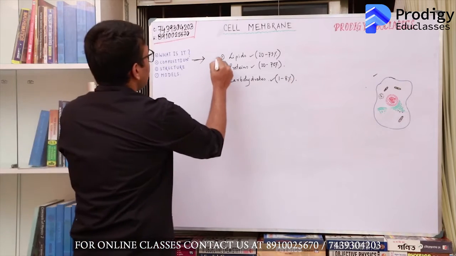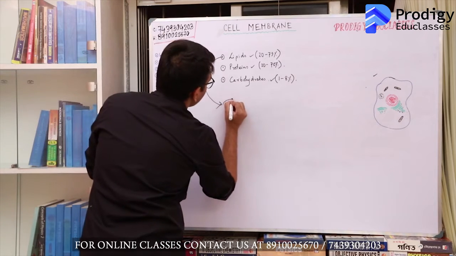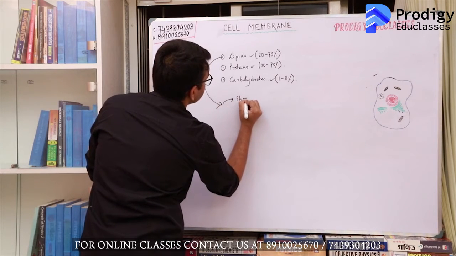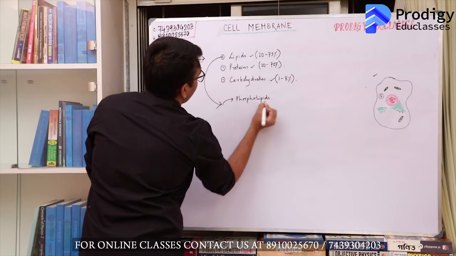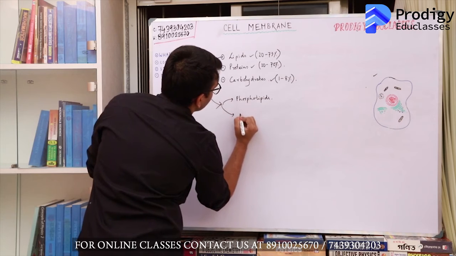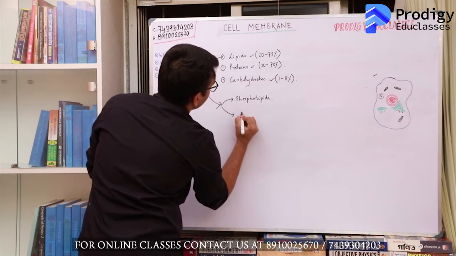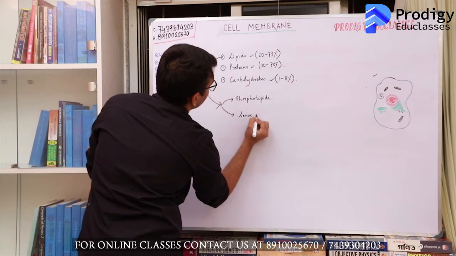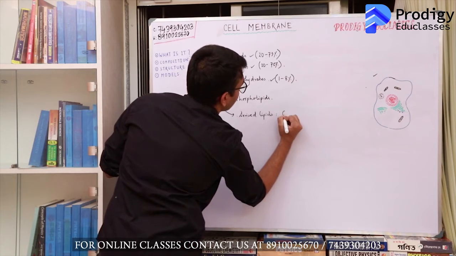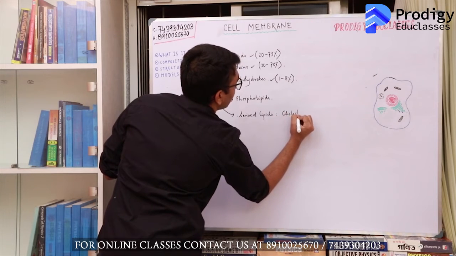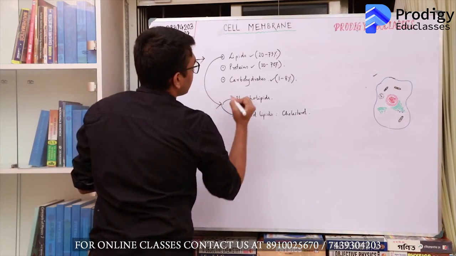Okay, so if you look at the lipids, lipids are mainly of two types. One, you will find phospholipids and you will find complex or derived lipids like cholesterol. But the major component is phospholipid.